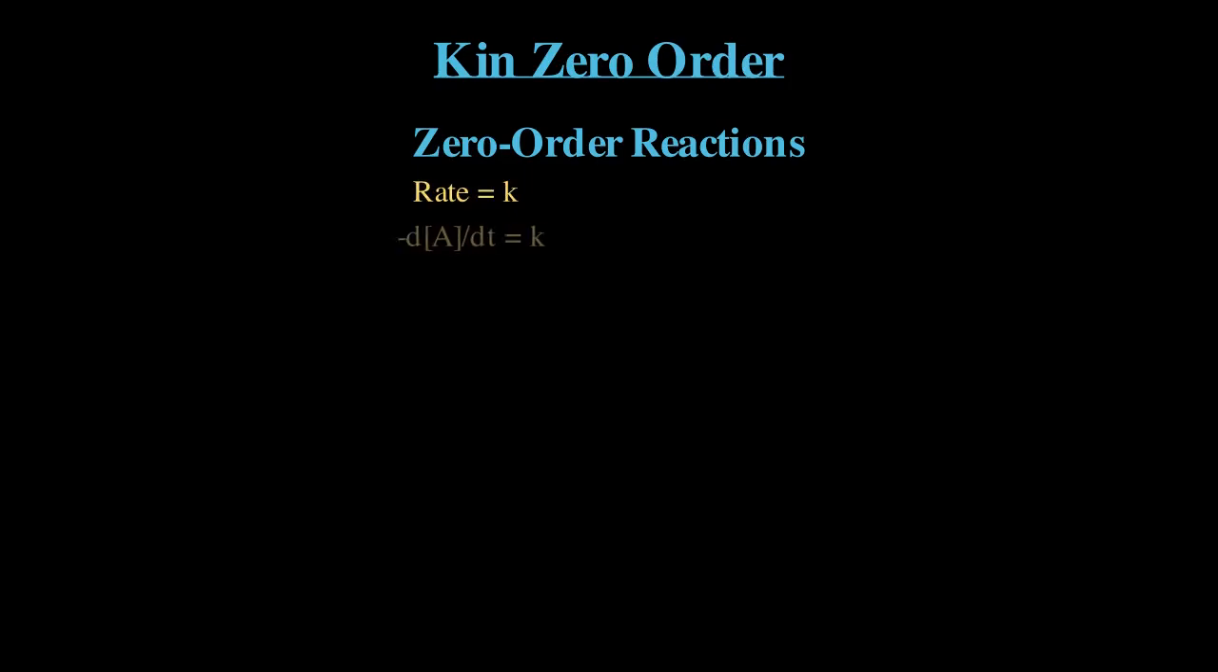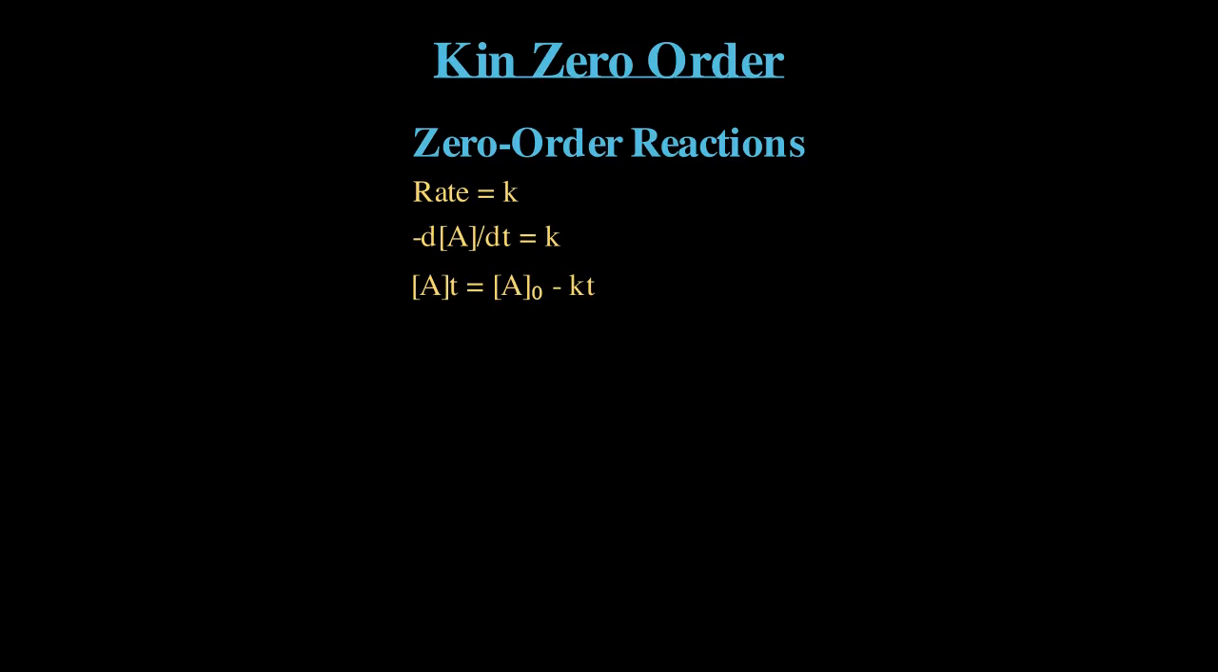Let's begin with zero-order reactions. In these reactions, the rate is completely independent of the reactant concentration. This means the reaction proceeds at a constant speed, regardless of how much reactant is left. The rate law is simply rate equals k, where k is the rate constant. The differential form is minus dA by dt equals k. If we integrate this equation, we get the integrated rate law, A equals A naught minus kt.